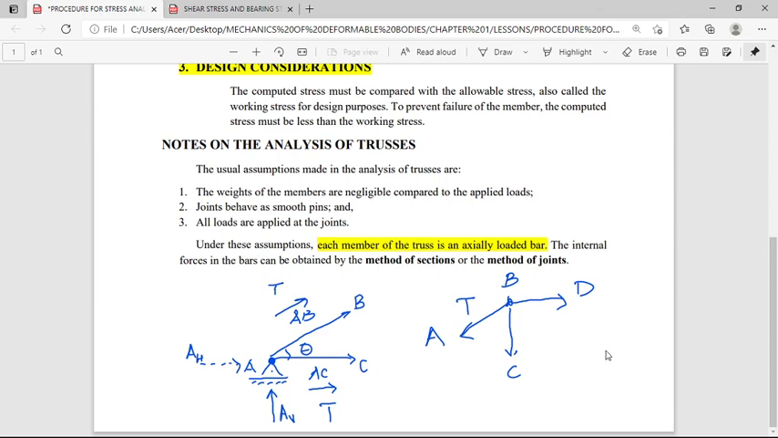So, wala pa naman tayo doon sa may mga design ng roofing, ano? Hindi ko pa ituturo yon. So, that's not part of our subject, actually. So, these internal forces in the bars can be obtained by the methods of sections or the methods of joints. So, ayun. You'll have to review or study or continuously practice the method of sections and method of joints.